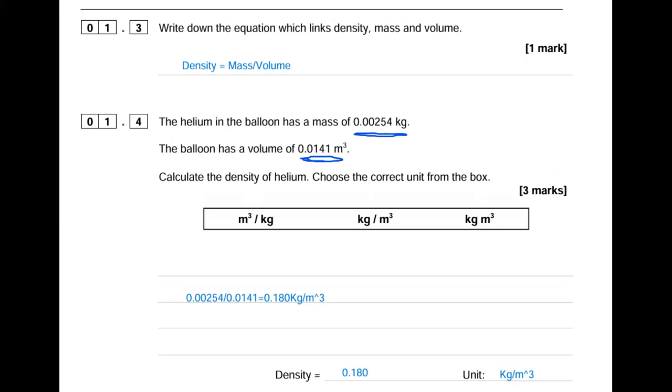You just plug mass and volume into the density formula to get your density. And for units, if you're dividing mass by volume, it's going to be the units of mass divided by the units of volume, which in this case is kilograms divided by meters cubed, or kilograms over meters cubed. So that's an easy 4 marks right there. Nice maths question to have in the first question of the paper.